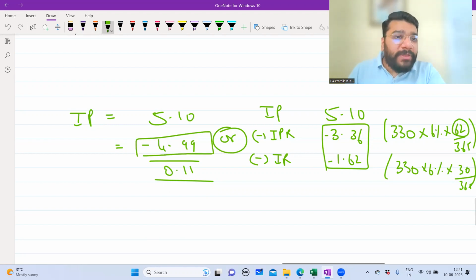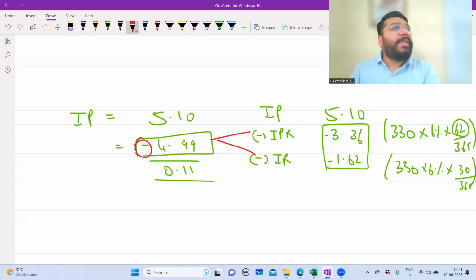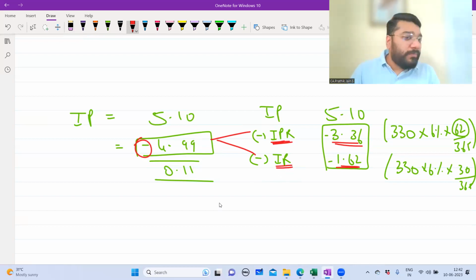So the breakup of this 4.99, guys, is nothing but these two. In this 4.99, what you're minusing, there are two components. To the extent of 3.36, it is interest payable reversal. And to the extent of 1.62, it is interest receivable. Yes or no?